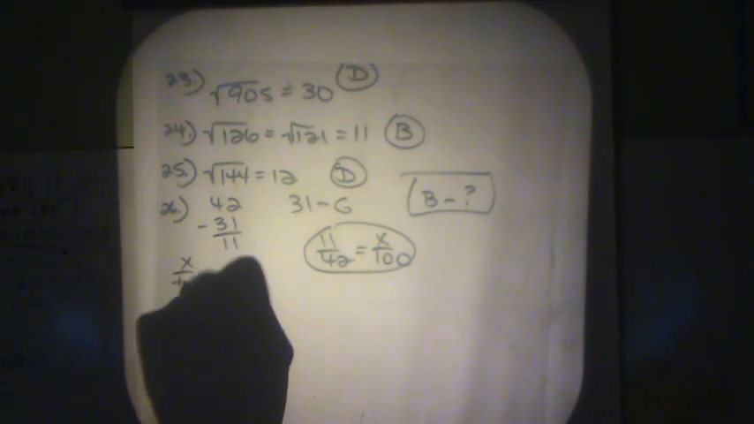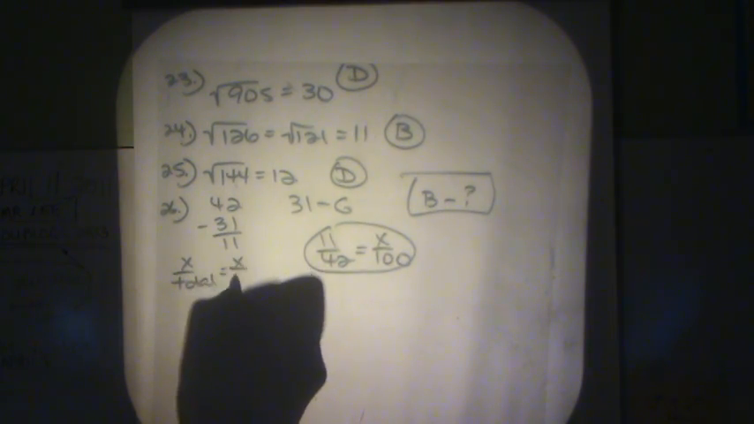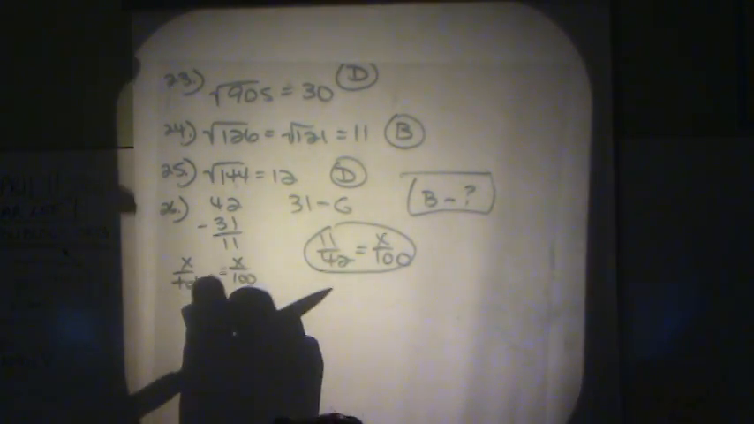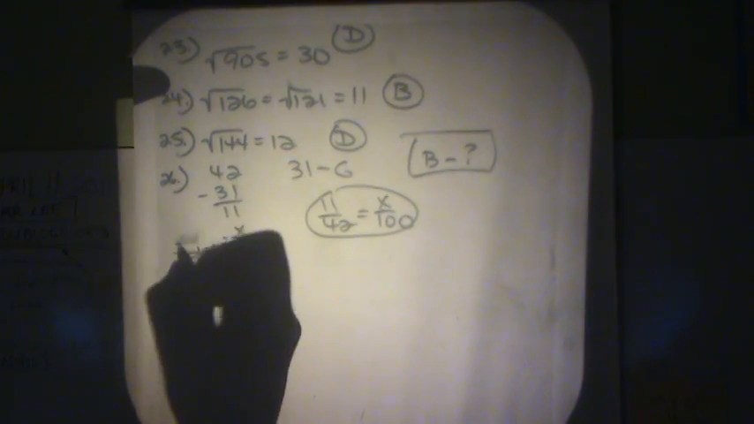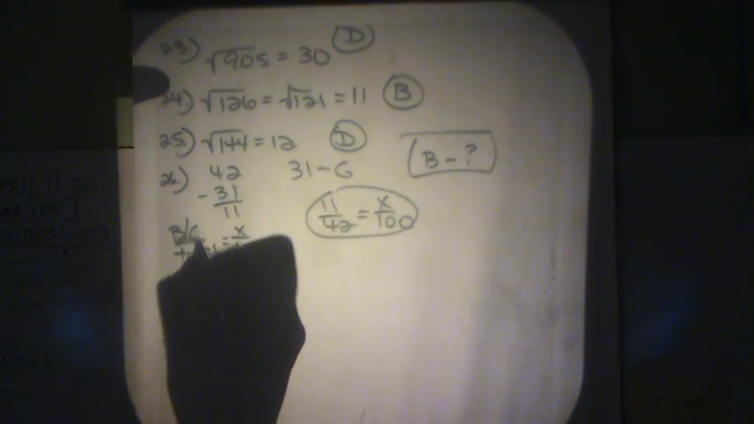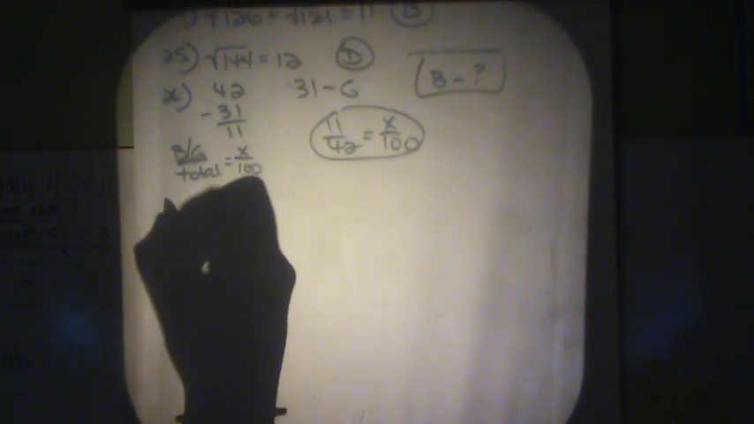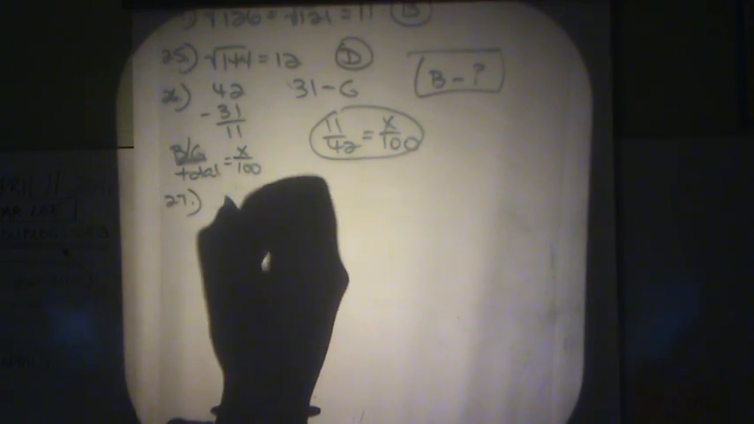I'll put x over total equals x over 100. And maybe I shouldn't put x twice. Maybe I should put boy or girl for whichever one you're looking for. Again, please make sure you're showing the subtraction.